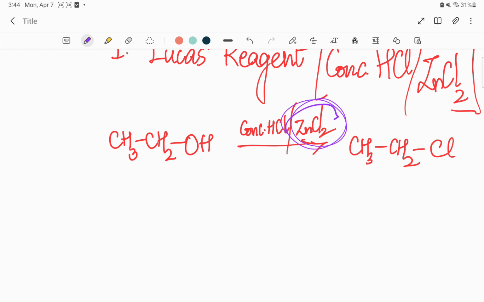Primary alcohols will not react with Lucas reagent at all if the temperature isn't elevated. So at room temperature, if you're performing this experiment and you're adding Lucas reagent to a primary alcohol, then you will not find any kind of precipitation taking place. So if you want to convert a primary alcohol into a haloalkane using this method, then you have to increase the temperature, and only at maybe 100 degrees Celsius or some kind of elevated temperature, this reaction will work.